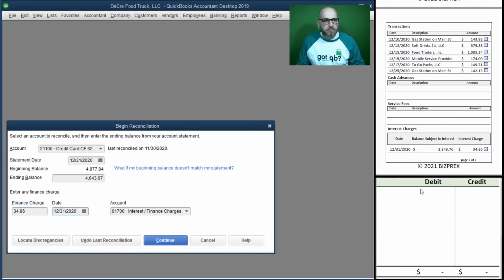Okay, date, interest. Okay, so once we continue, we will book an accounting entry, right? We're familiar with that. Let's make sure we know what's going on. Because this finance charge will be added to the balance of our credit card account, that liability goes up. Liabilities go up when credited. What else is happening? Well, our expenses on interest and finance charges will go up as well, and those go up when debited. Here we are, right? We're good to go. Let's continue.